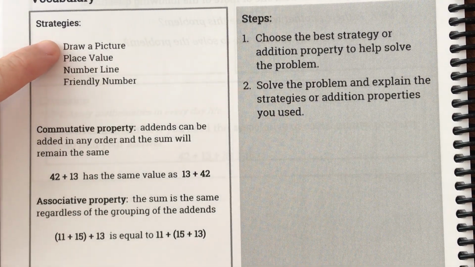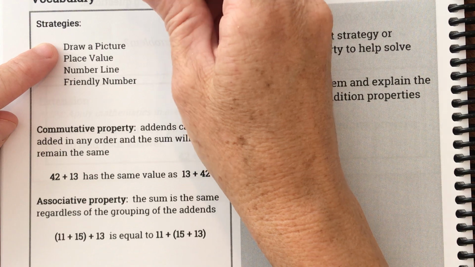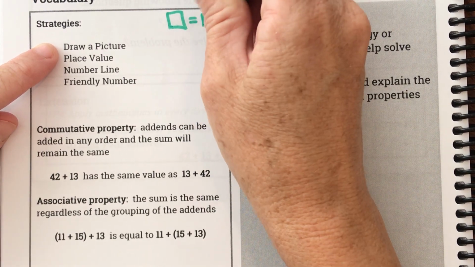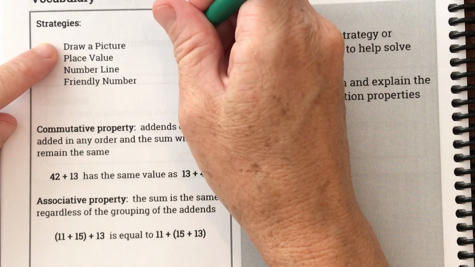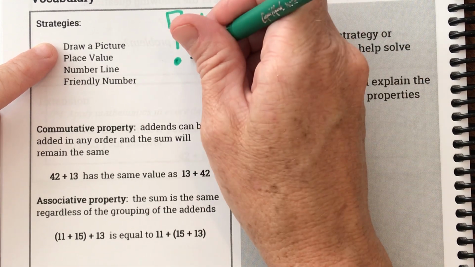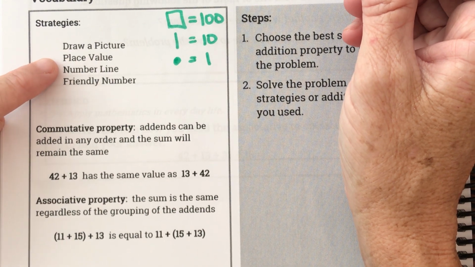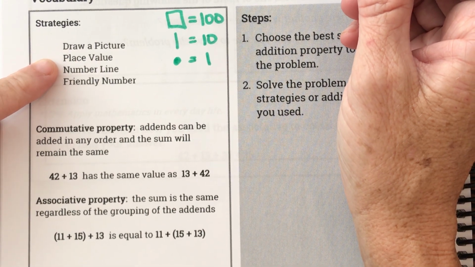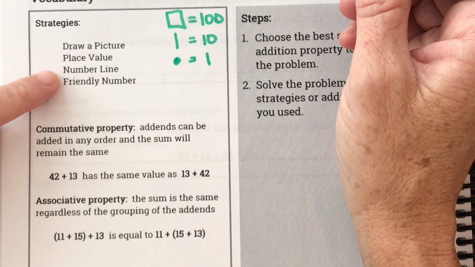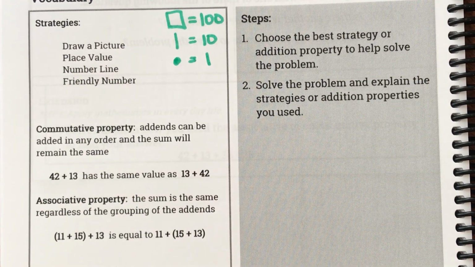We've learned the draw a picture strategy. When we draw a picture, we use our base 10 blocks. So let's remind ourselves what our base 10 blocks are. We draw a square to equal a 100 block. We draw a vertical line to equal our 10 rod, and we draw a colored in dot to equal a 1 unit. Okay, so that's our draw a picture strategy. We also have done our place value strategy, a number line strategy, and a friendly number strategy. So those are the different strategies that we've done throughout this unit so far.